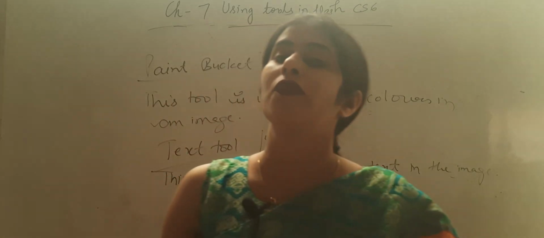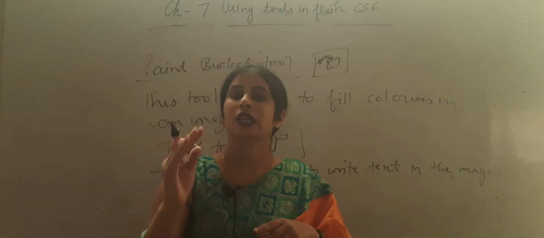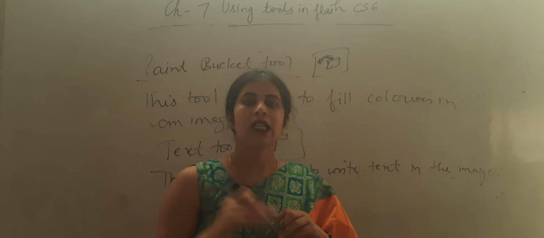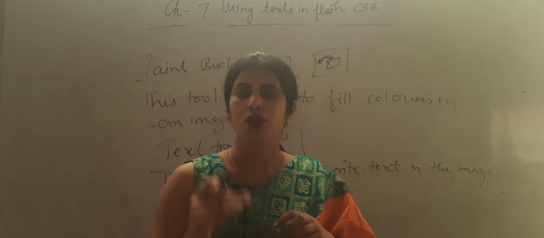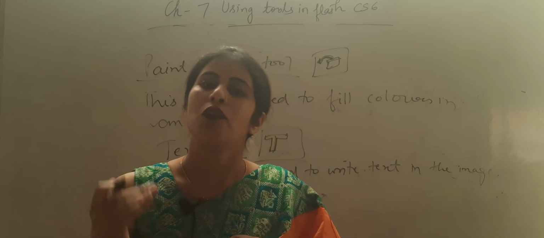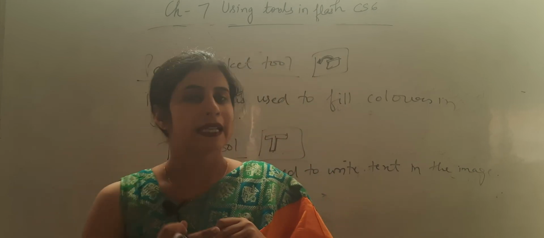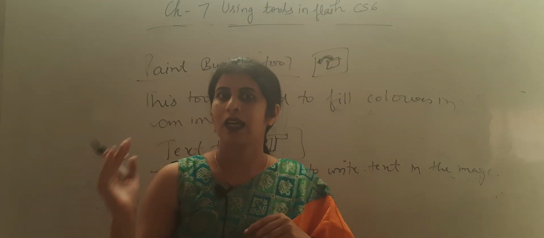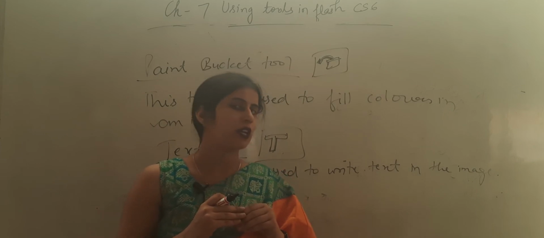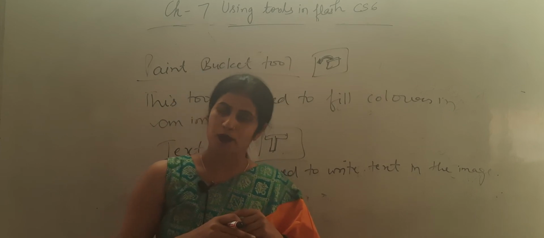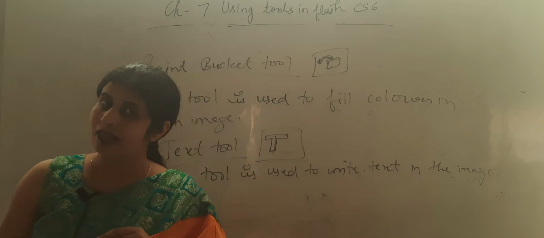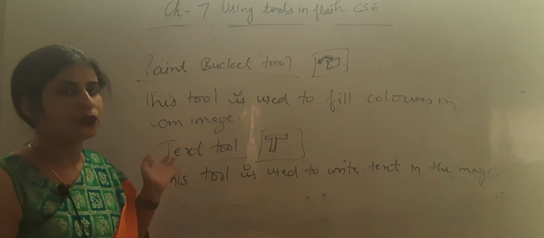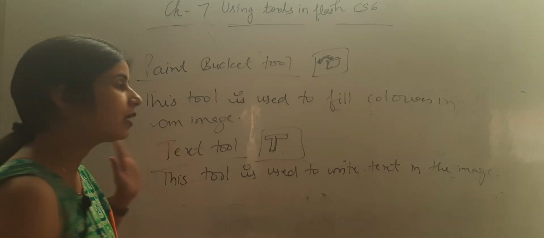Beside text tool, we have an option of text color. Text color option is used to change the color of the text. What is the use of text color option? It is used to change the color of the text. If we want to change the color, we will use text color option. Okay, and if we want to write text, we can use text tool. And what is the use of paint bucket tool? To fill area, to fill color in an area.